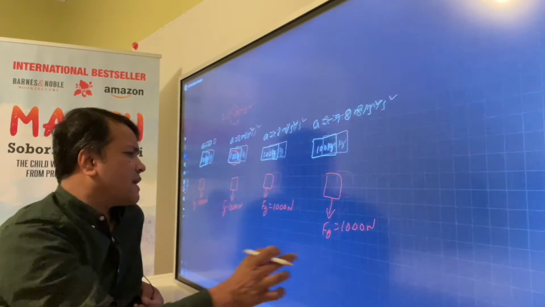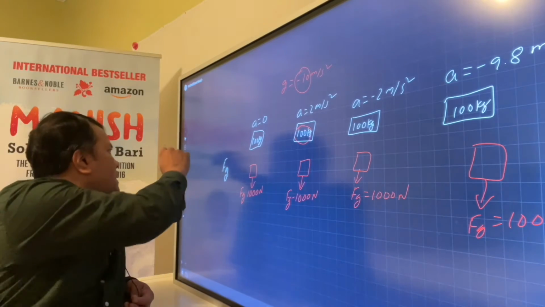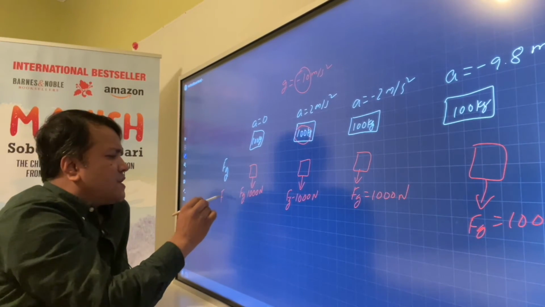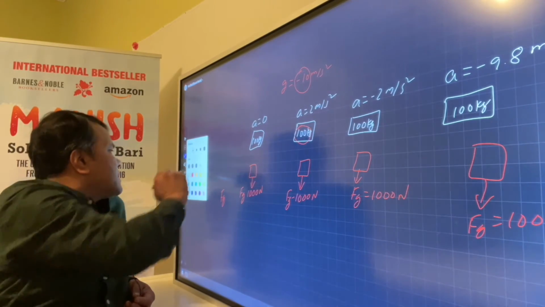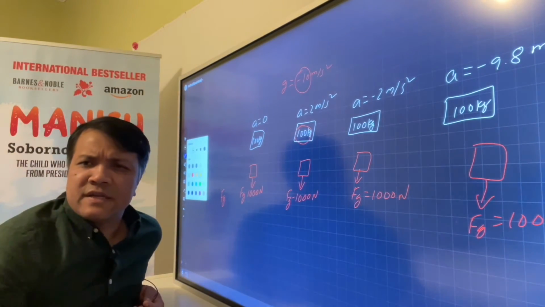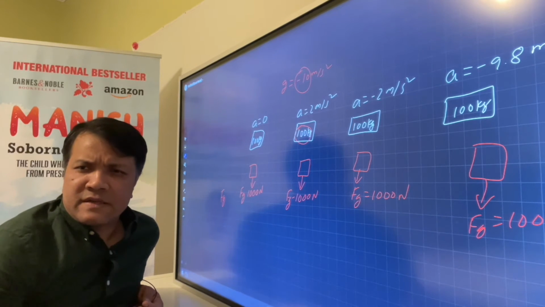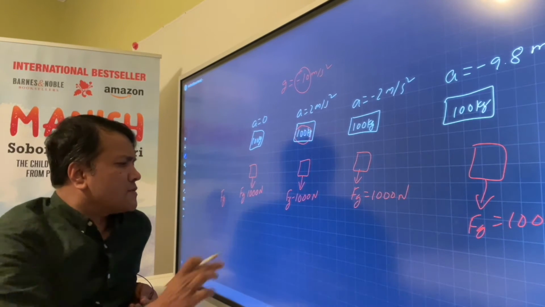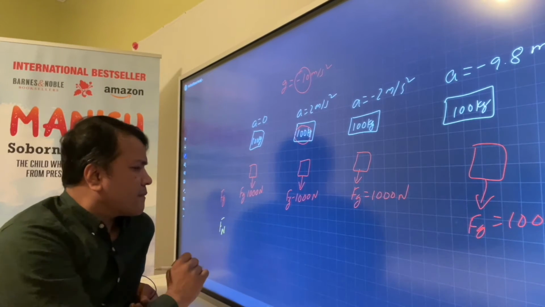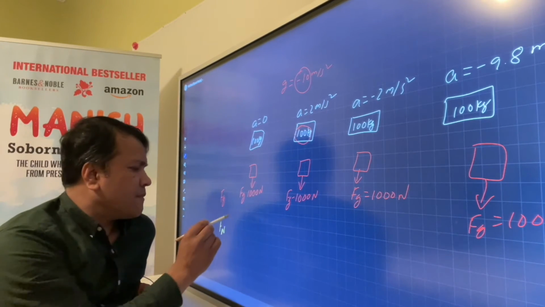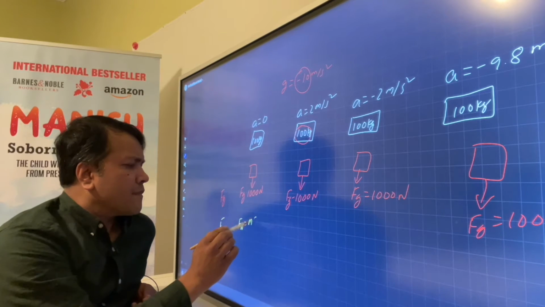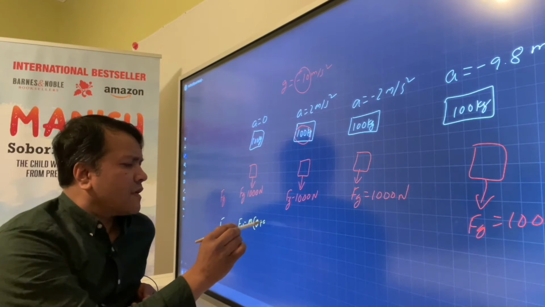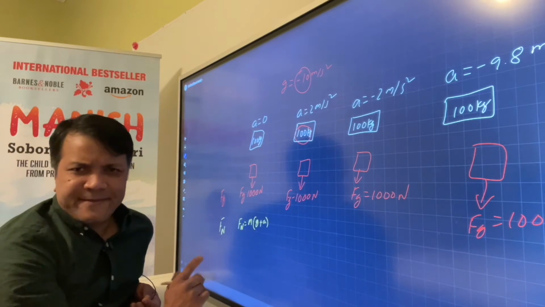Okay, now we're going to find Fn. This is Fg. Now you're going to find Fn. Remember, the elevator reads only the Fn. It does not read the Fg. So we're going to find Fn over here, and you know the equation for Fn. Fn is equal to mg plus a, or mg minus a.